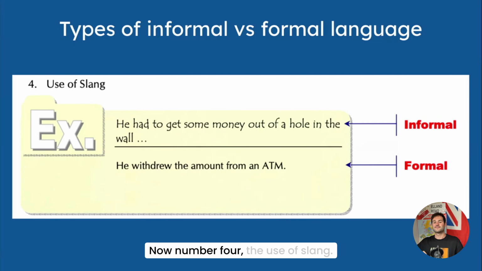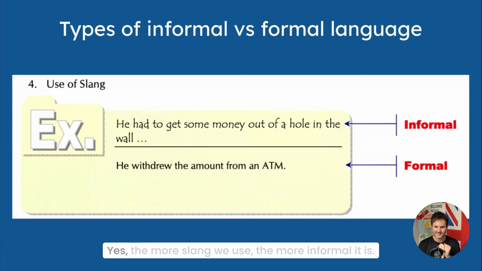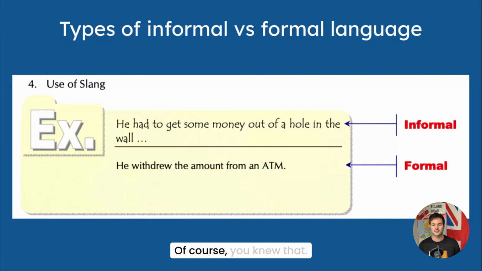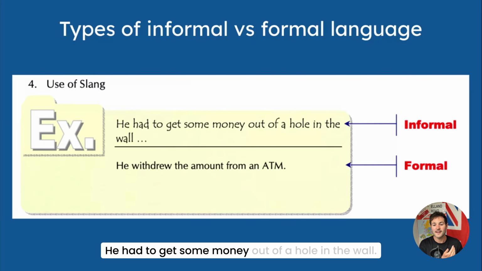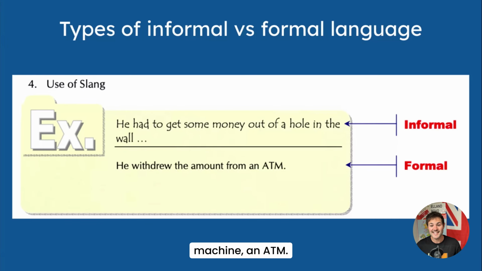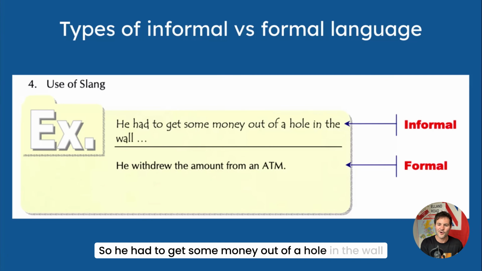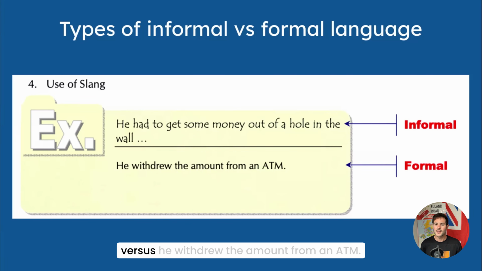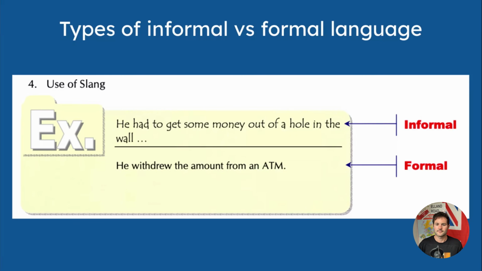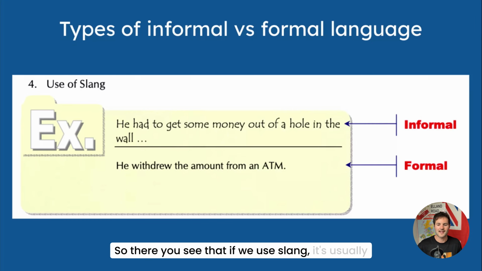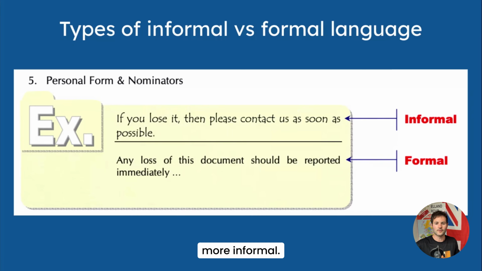Now, number 4, the use of slang. Yes, the more slang we use, the more informal it is. Of course, you knew that. For example, "he had to get some money out of a hole in the wall." A hole in the wall is a slang phrase for a cash machine, an ATM. So, he had to get some money out of a hole in the wall, versus "he withdrew the amount from an ATM." So there you see that if we use slang, it's usually more informal.